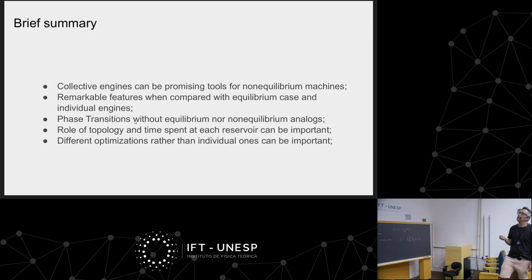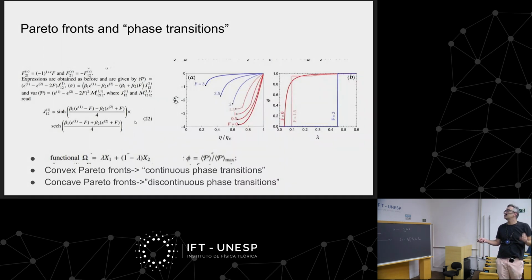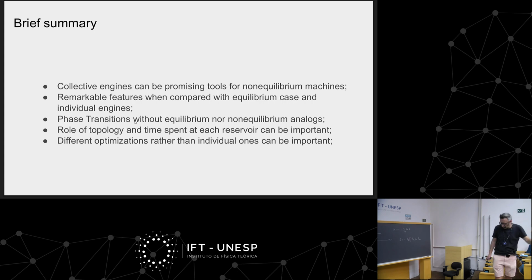Okay, to conclude, collective systems can be promising tools for non-equilibrium machines. They have remarkable features when compared with the equilibrium case and individual energy. In particular, phase transitions without equilibrium analogs. The role of topology and the time spent can be important. Sorry, I didn't have time to show this. And I have considered different optimization: rather than individual optimization of power or of efficiency, joint optimization can be interesting and can lead to some changes. Okay, thank you again. Thank you to the audience.